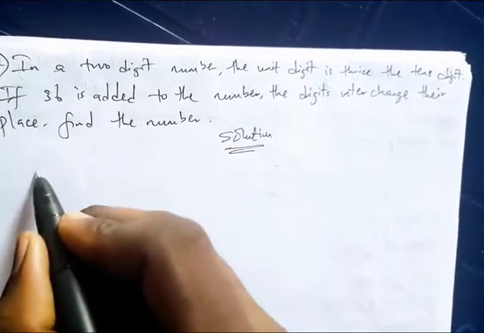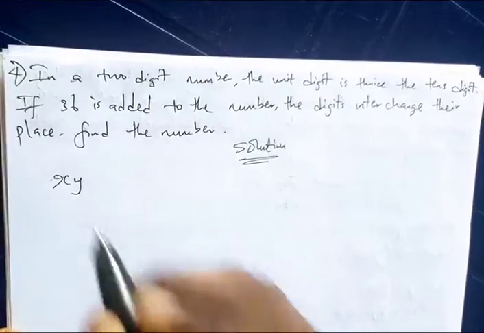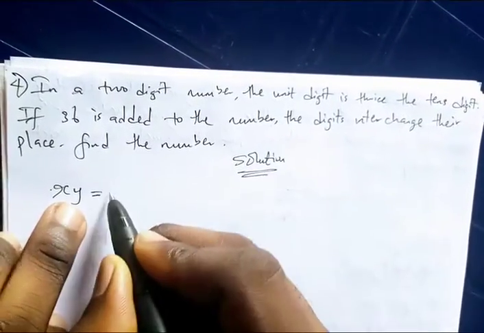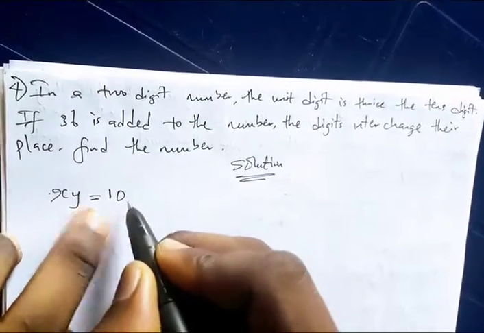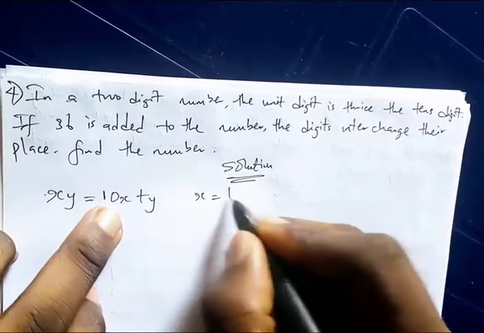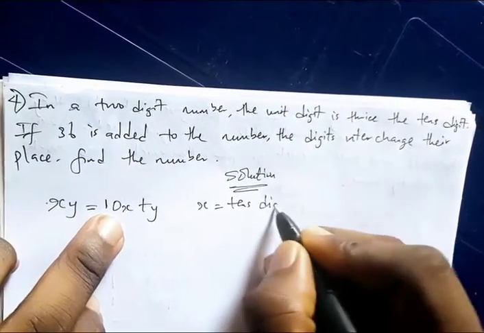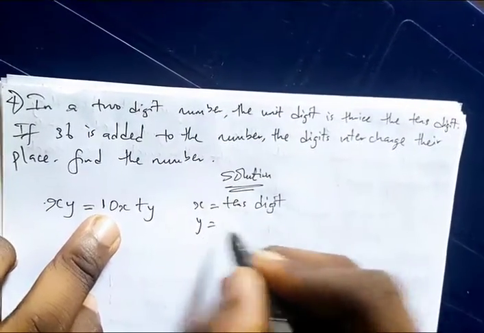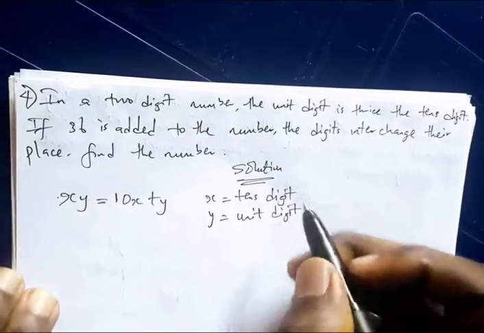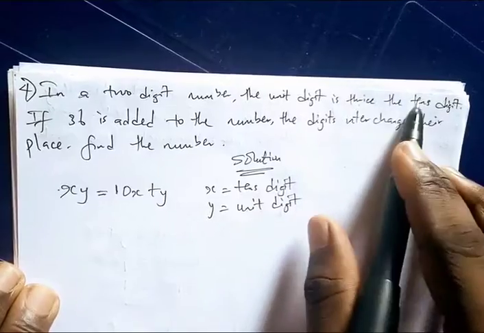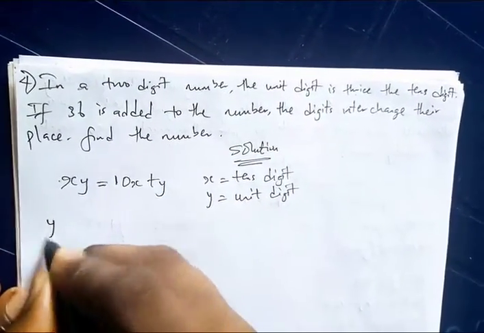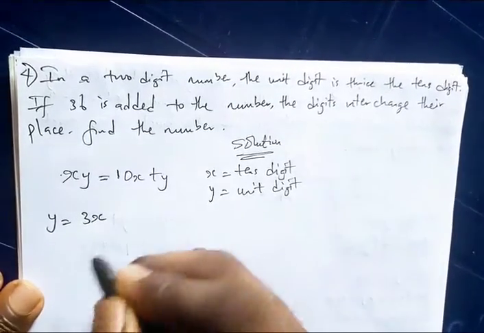Now, the two-digit number is xy, and I can rewrite it as 10x plus y, where x is equal to the tens digit and y is equal to the unit digit. So we are meant to understand that the unit digit is thrice the tens digit. The unit digit is y and it is thrice the tens digit.